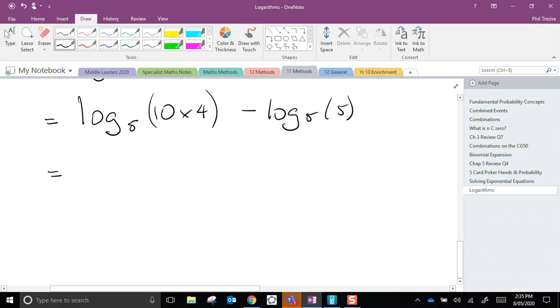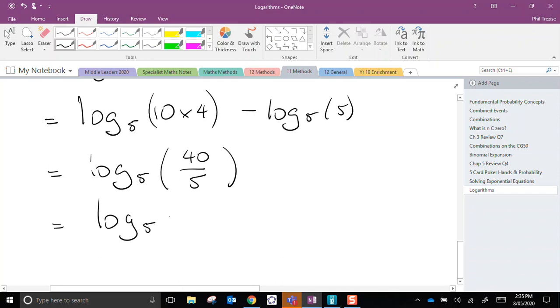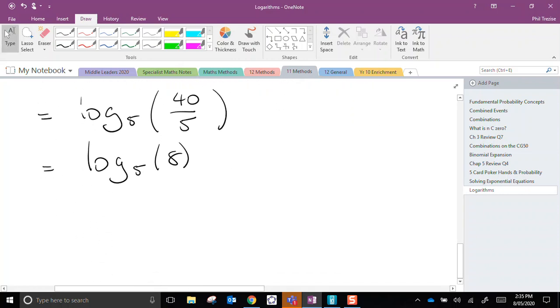And then now I've got a subtraction. So it would be the log to base 5. Now 10 times 4, that's 40, and I would divide by the 5 from over there. And this simplifies to the log of 8, base 5. Now, there's no simple way to get the answer for this without using your calculator. When the question said simplify, that's where I would stop, because that's the simplified version of what we started with. If we wanted an exact answer, we're going to need a calculator.